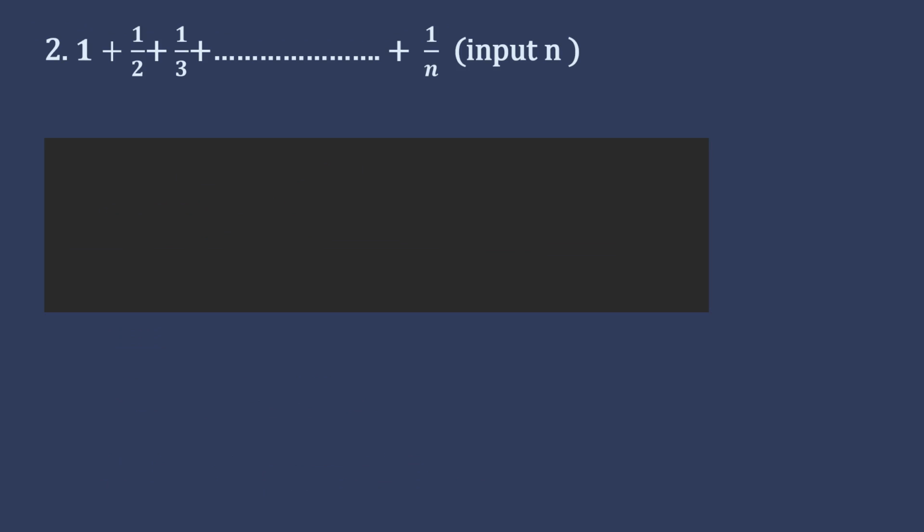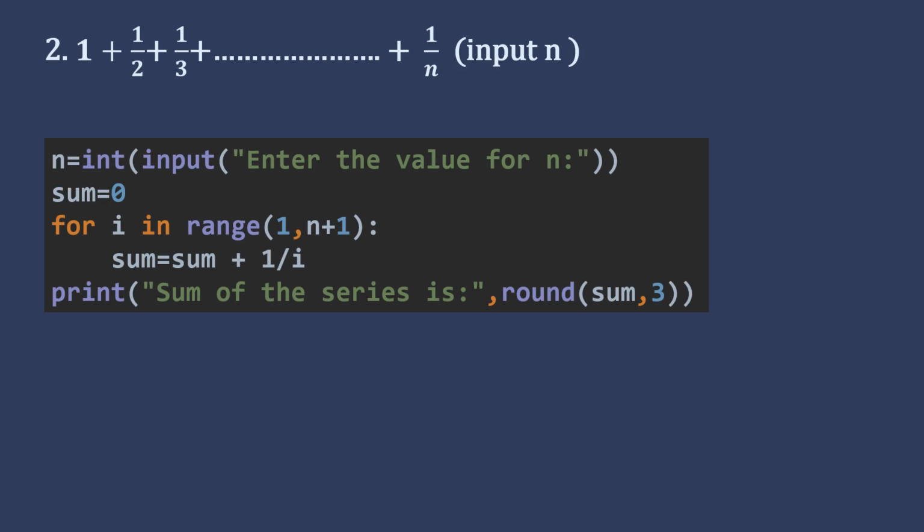Now the next sequence is like this: 1 plus 1 by 2 plus 1 by 3 plus till 1 by n. So we have to input the value for n. Here you can see the first 1 can be written as 1 by 1. So the sequence is 1 by 1 plus 1 by 2 plus 1 by 3, like this, till 1 by n. First of all, we give the value for n. Then sum is a variable initialized with 0 to hold the sum of this series. Now I will range from 1 to n plus 1. Sum is equal to sum plus 1 divided by I.